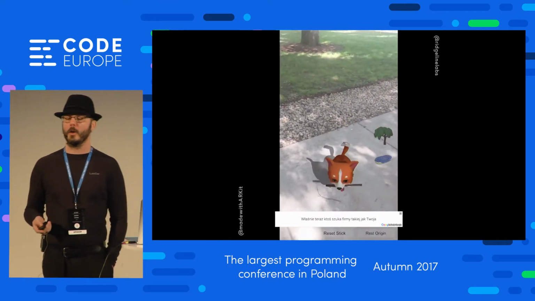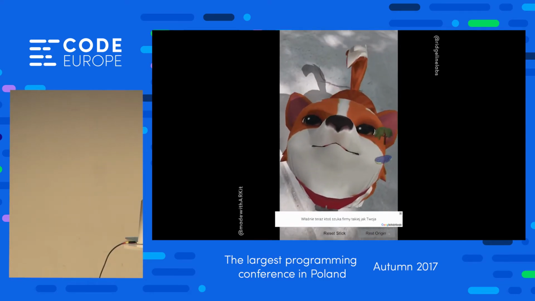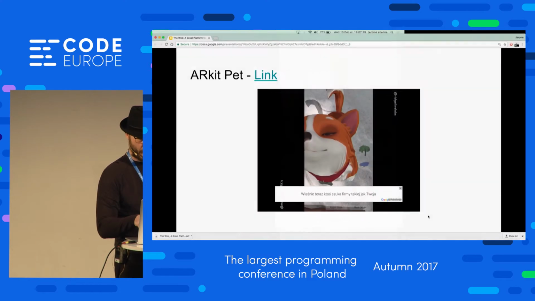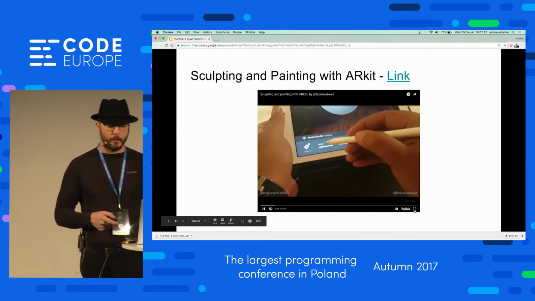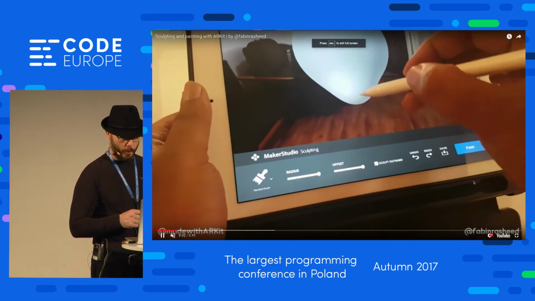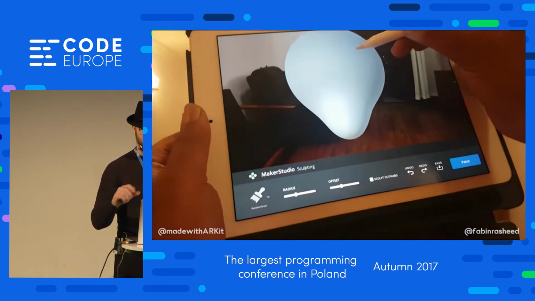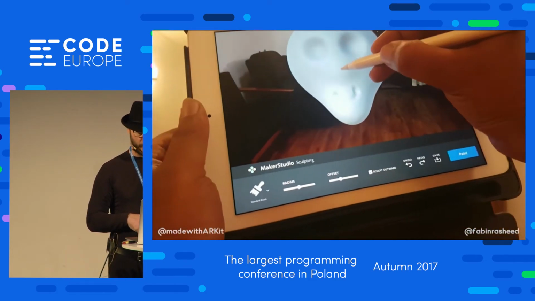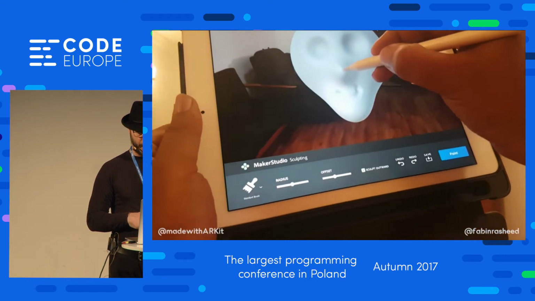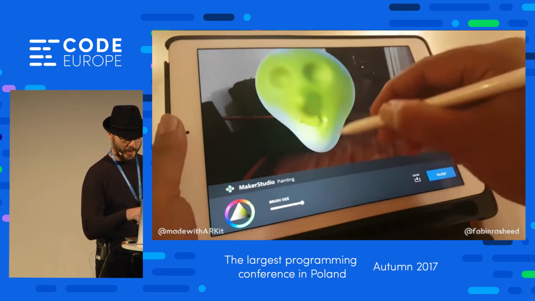Let's look at some examples of what you can do with ARCore or ARKit. So this is a virtual pet. It's a very classical application when you do augmented reality. You have a very cute dog. You are in the park and you are playing fetch. You throw the stick. He's running. He's coming back. Cute little puppy. He's coming back. Isn't he cute? Okay.